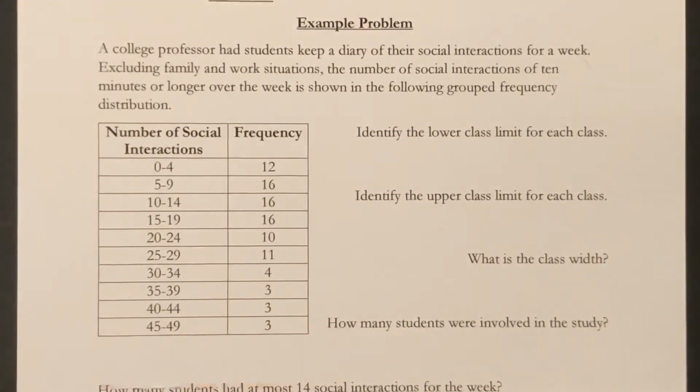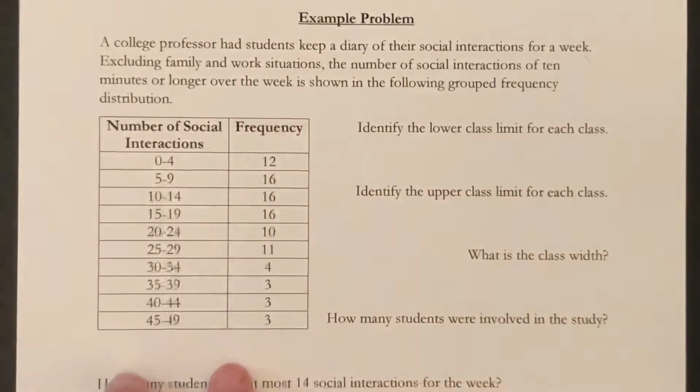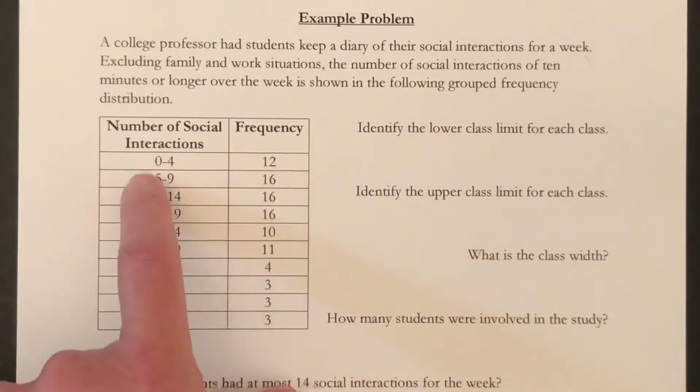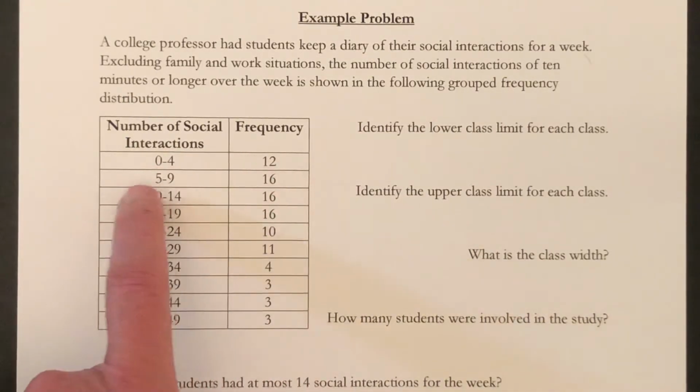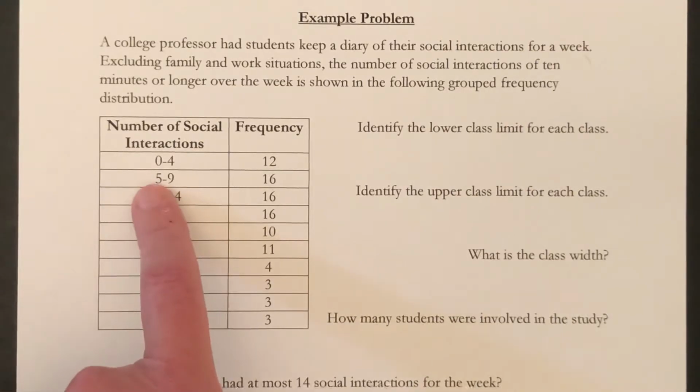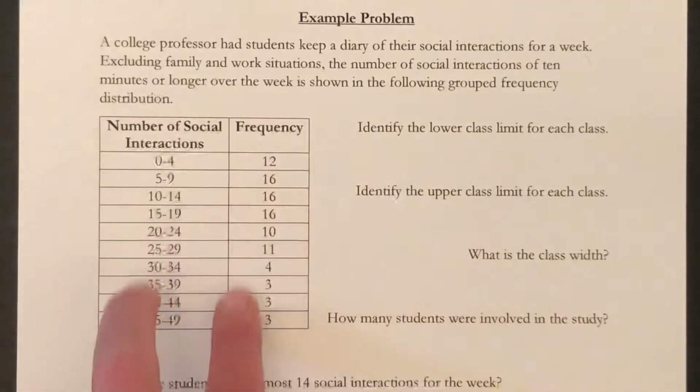A college professor has students keep a diary of their social interactions for a week, excluding family and work situations. The number of social interactions of 10 minutes or longer over the week is shown in the following grouped frequency distribution. So you have a chart like here. The number of people who had 0 to 4 interactions was 12. The number of people who had somewhere between 5 and 9 was 16, and so on.